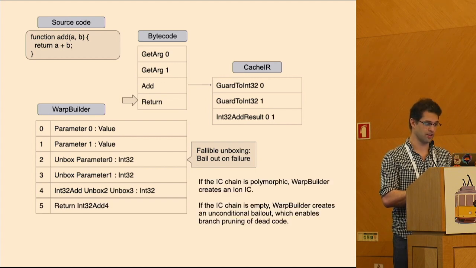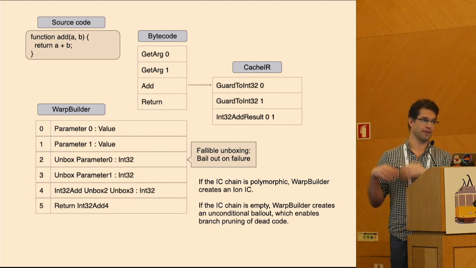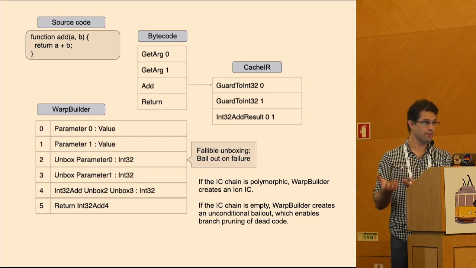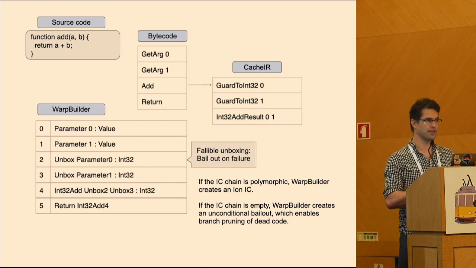We continue generating it. If the IC chain is polymorphic, then we just create an IC in Ion, and we get all the benefits of ICs there. And if the IC chain is empty, then we can just create an unconditional bailout, which allows us to do branch pruning of purportedly dead code that has never been reached before.